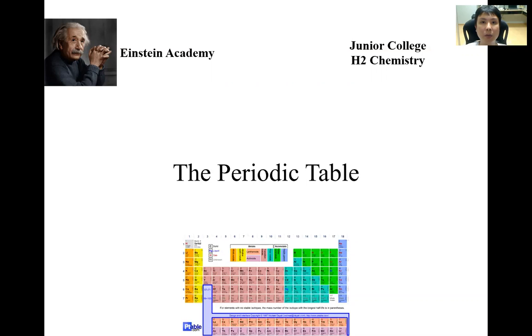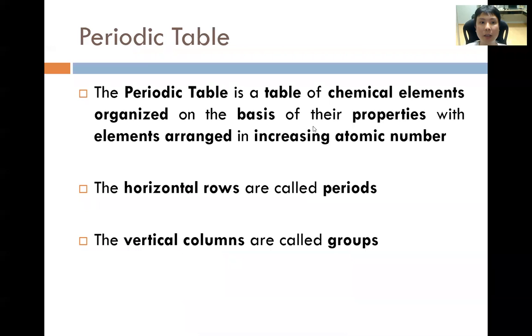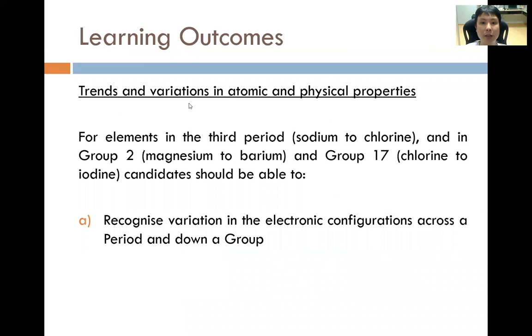In this video, we'll be looking at learning outcome A from the topic of the periodic table from the JC H2 chemistry syllabus. Specifically, learning outcome A, trends and variations in atomic and physical properties for elements in the third period, sodium to chlorine, and in group 2, magnesium to barium, and group 17, chlorine to iodine. Candidates should be able to recognize variation in the electronic configurations across a period and also down a group.